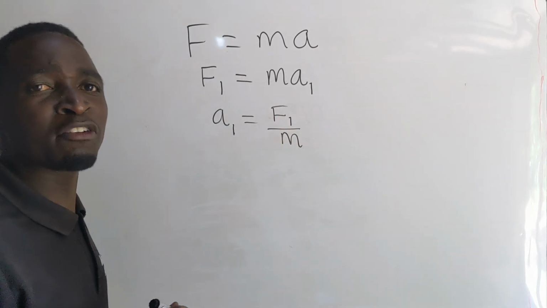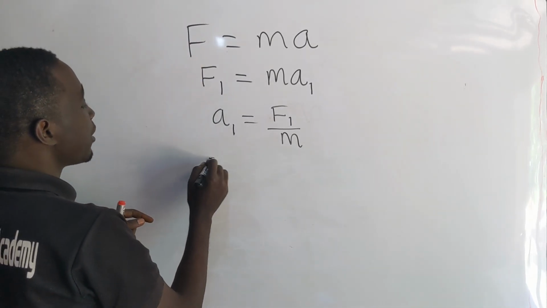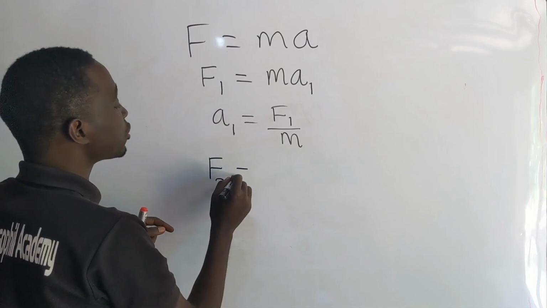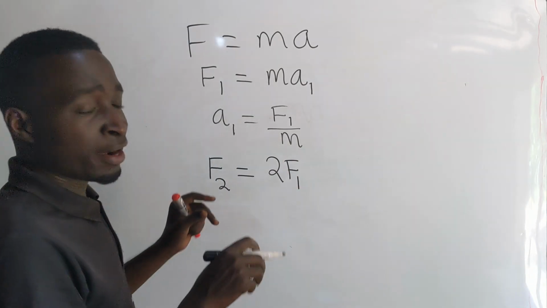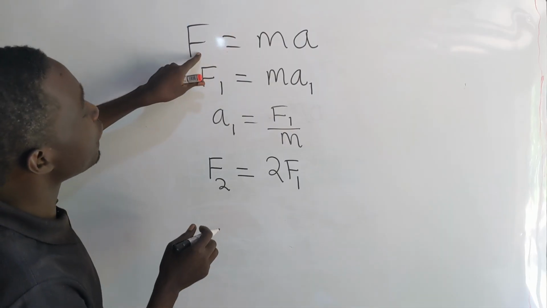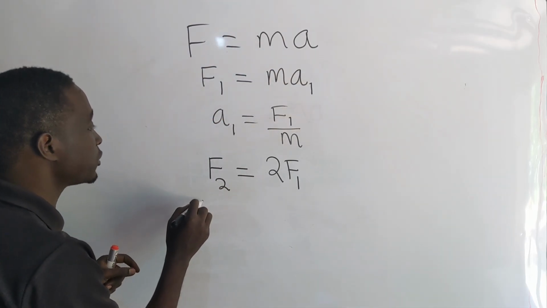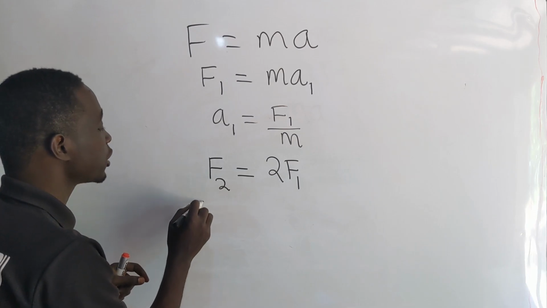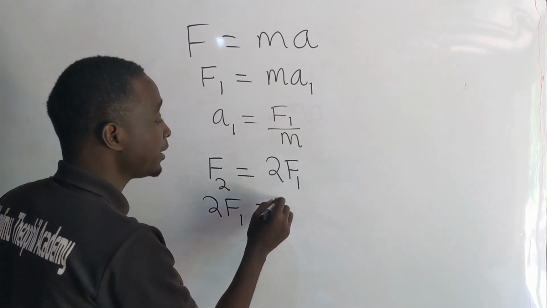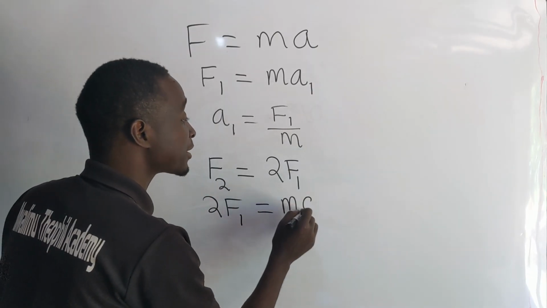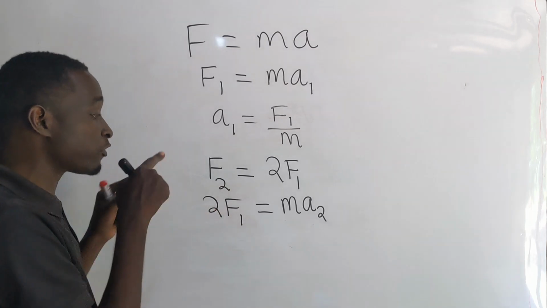Now, let's see when the force is doubled, when this F2 is equal to 2 times F1. Now it will be the same formula. Force is equal to mass times acceleration. So our force now is F2, which is 2 F1, and it will be equal to, again, mass constant, mass times acceleration. This is acceleration 2. Now we expect to have a new acceleration because we have doubled the force.